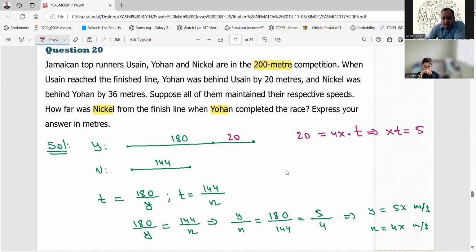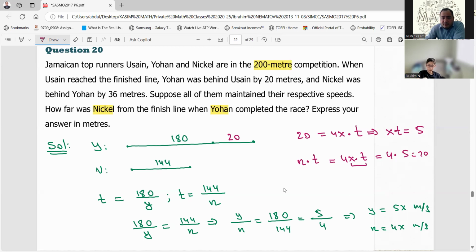And how about Nico? During this time, how much does he travel? He travels his speed times the same time, right? N is equal to 4x, so 4x times t. And I know the value of x times t, right? So that's the challenging part. We can't find the exact speeds here, or the exact times. But I'm just using the relationship between how x and t are related to each other. So instead of this xt, I can write 5 here, which is equal to 20.